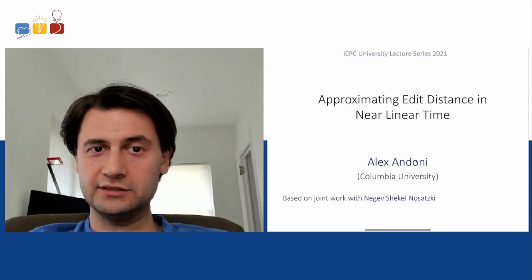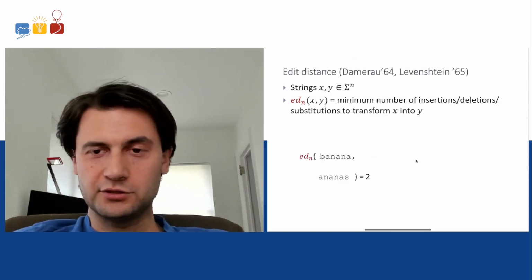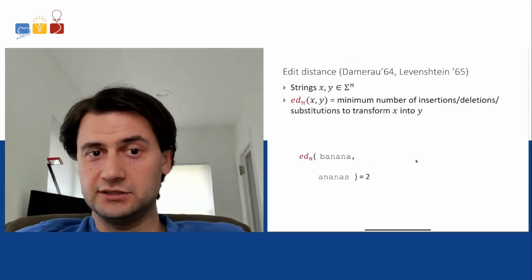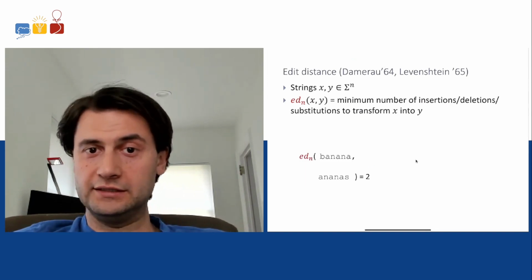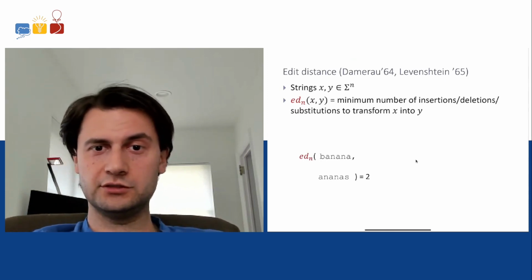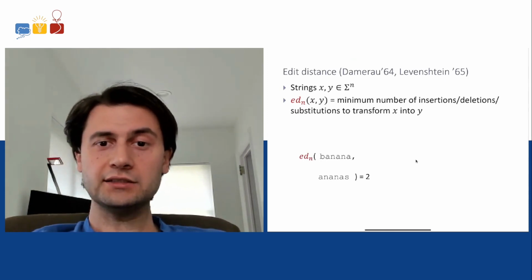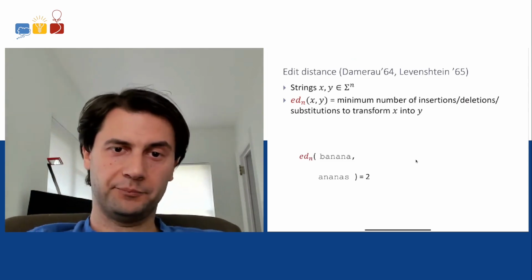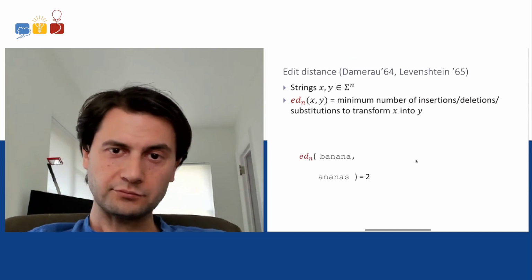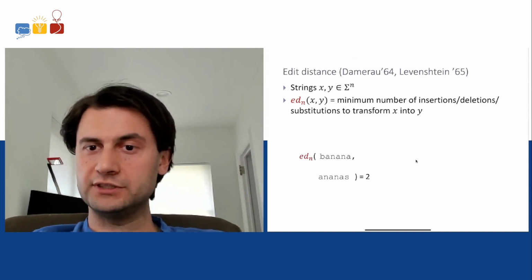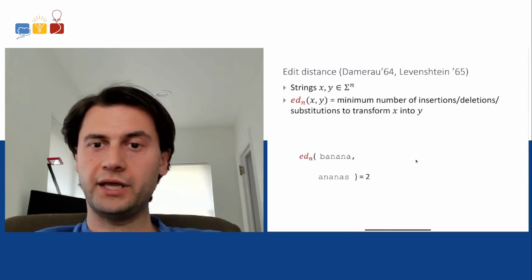Okay, so what is edit distance? I'm sure many of you have seen this before early on. This is a problem of computing a distance or similarity or dissimilarity measure between two strings. Here we are given two strings, x and y, of length n, and they come from an alphabet sigma. The edit distance between two strings x and y is just the minimum number of insertions, deletions, and substitutions to transform x into y.